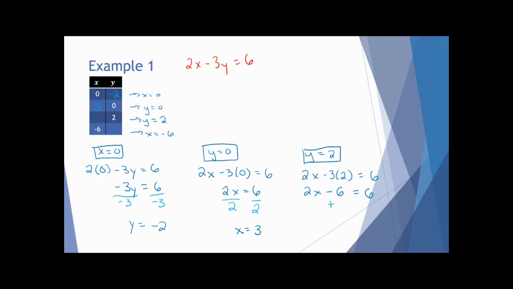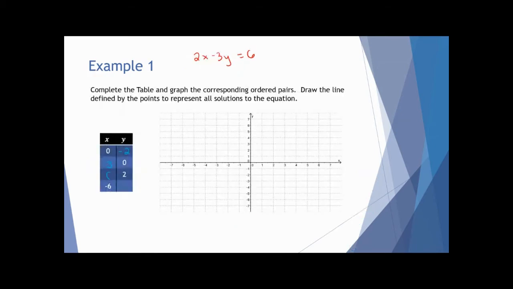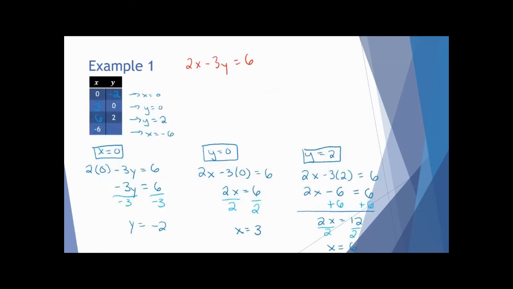And I need to solve for x, so I'm going to add 6 to both sides. We got 2x equals 12. So now to solve for x, I want to divide everything by 2. We get x is equal to 6. So I'm going to put 6 in the table. And then go back to my other one and put in that 6.